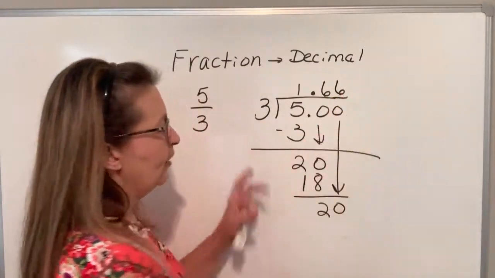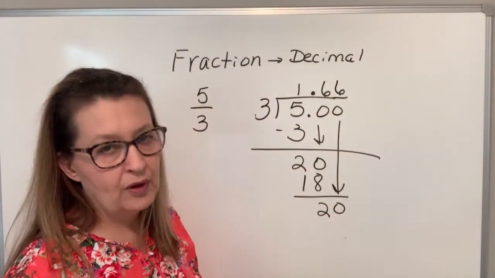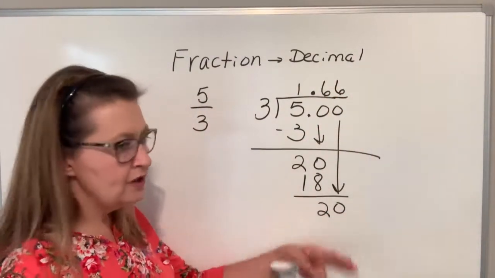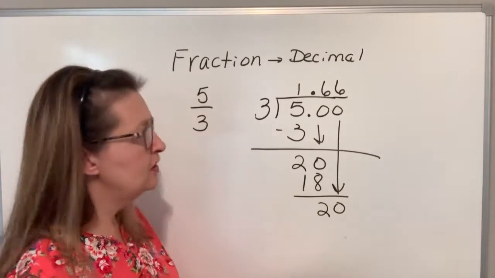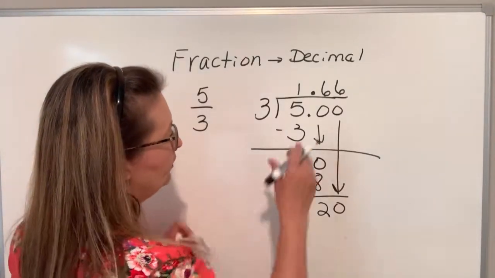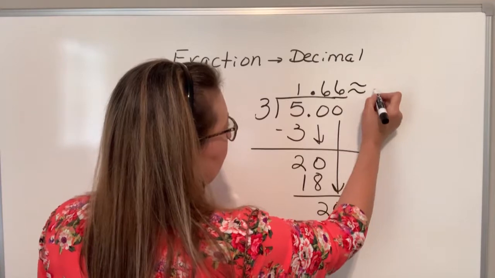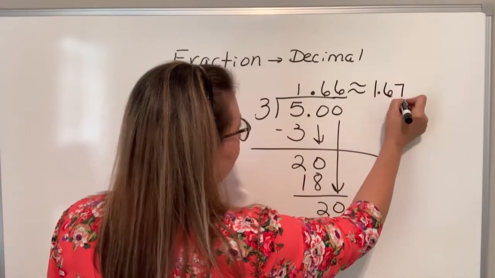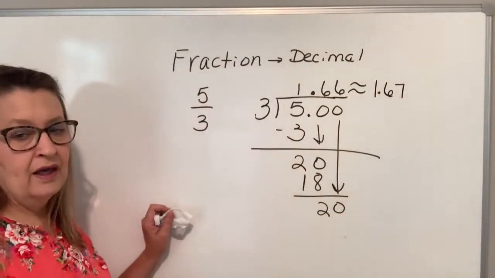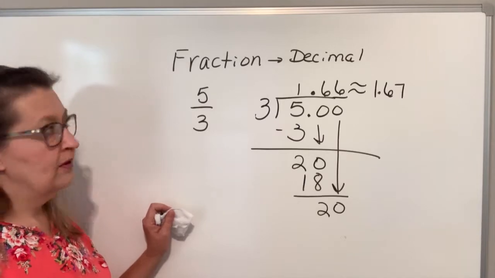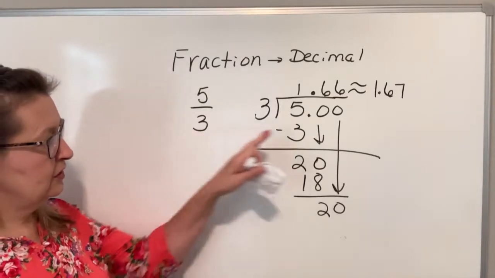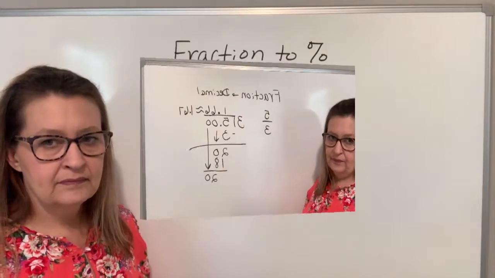So what's fixing to happen here is I've got a repeating decimal going on. It's just going to keep going, 20, 20, 20, 20. Okay, so you can stop. This would round up into 1.67. Okay, so that would be your final answer. That is 5/3 changed to a decimal.